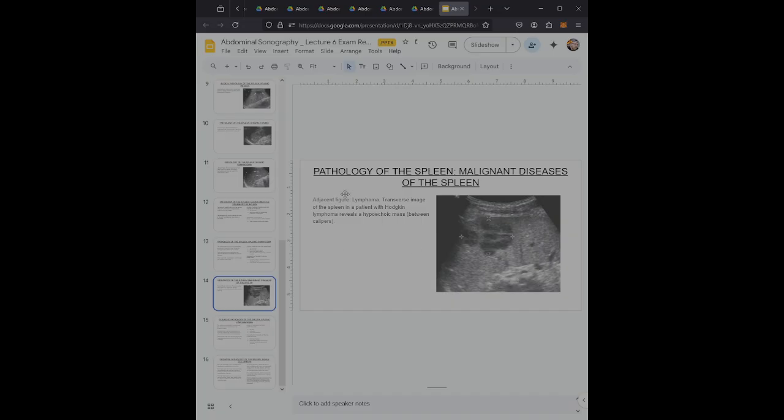So on this image here, we see a lymphoma in a transverse image of the spleen in a patient with Hodgkin lymphoma. Hodgkin lymphoma in this case was confirmed by the presence of Reed-Sternberg cells. And there it is between the calipers.